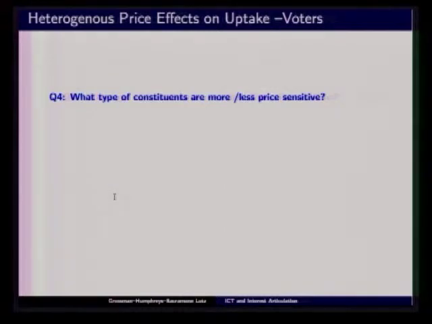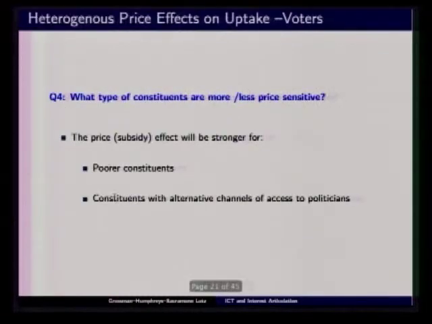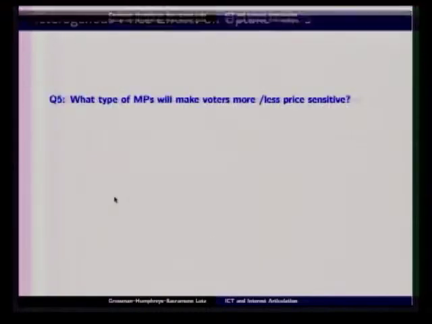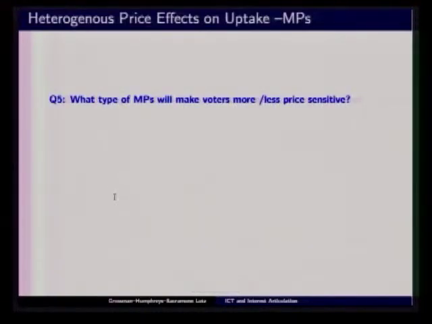So one of the things we try to do in this project is to see what are the characteristics of citizens that will make them more price sensitive. For them, the subsidy that we might want to provide will be more effective. Now, it might be that this is not just about the characteristics of the citizens that are important. It might be the characteristics of the MP, okay?